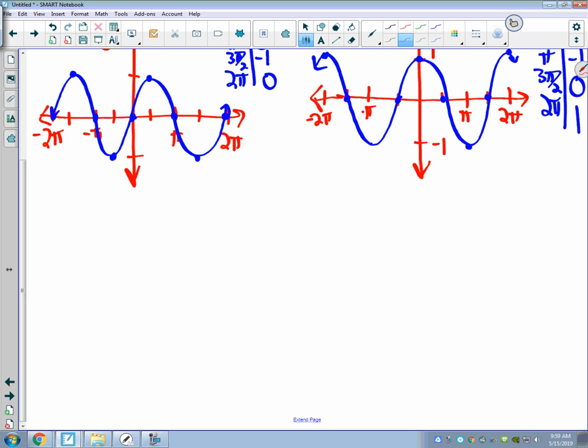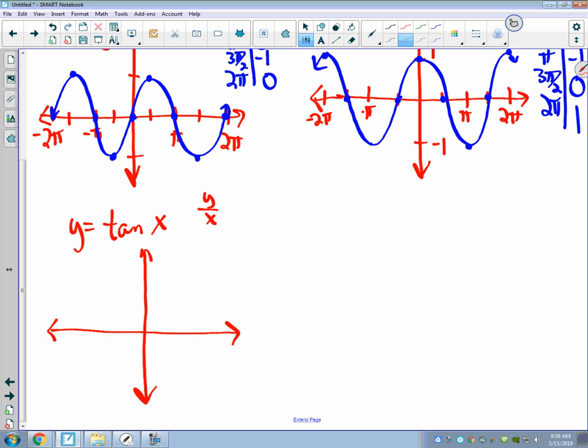Tangent and cotangent are a little bit tougher, but if you think about what they represent, tangent is y over x on the unit circle. So that's why tangent and cotangent have asymptotes. And I always start with those asymptotes. So tangent is undefined where x equals 0. And x equals 0 at pi halves and negative pi halves, at 3 pi halves, right?